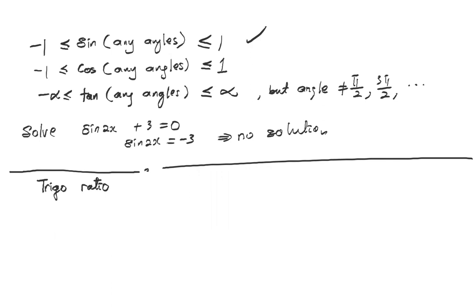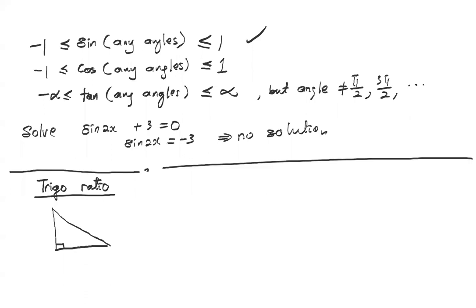How do you spell ratio? R-A-T-I-O. Oh, correct, ratio. That means in the other class I spelled it wrongly. Okay, trigo ratio.